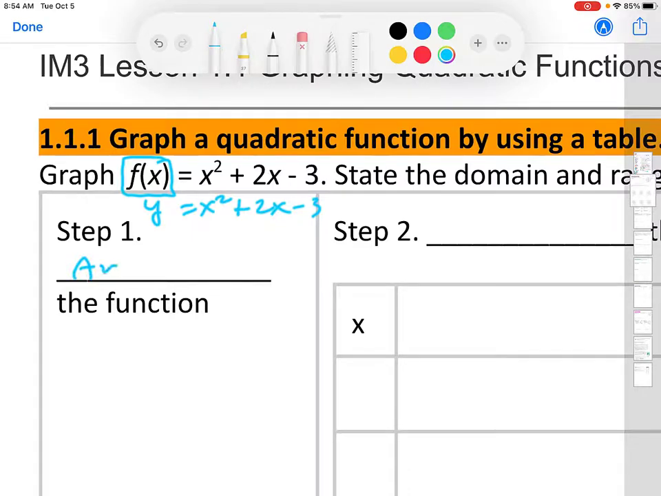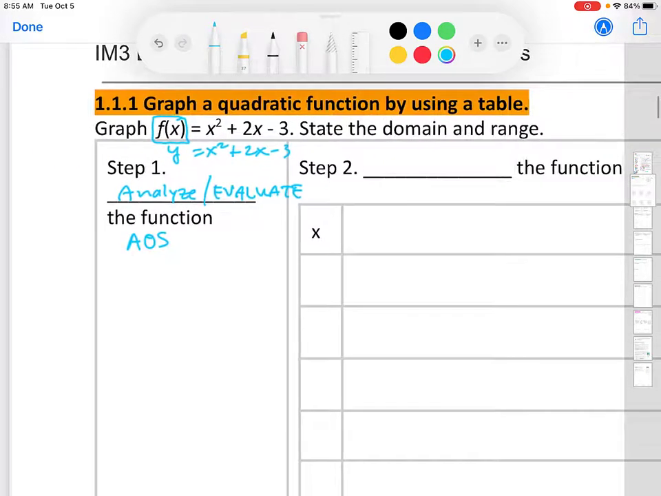Okay, so the first thing I want us to do is to analyze, or a better word, I think, in math is to evaluate the function, kind of like we did in our warm-up. In order to do that, you're going to have to find your axis of symmetry. Axis of symmetry. Remember that formula from the previous one? X equals negative b over 2a.